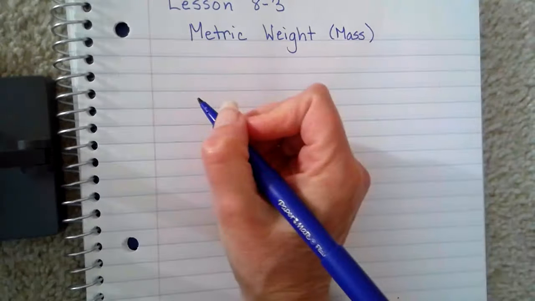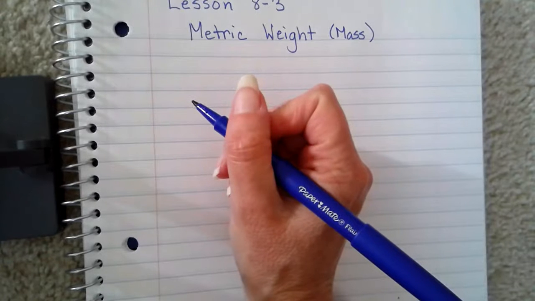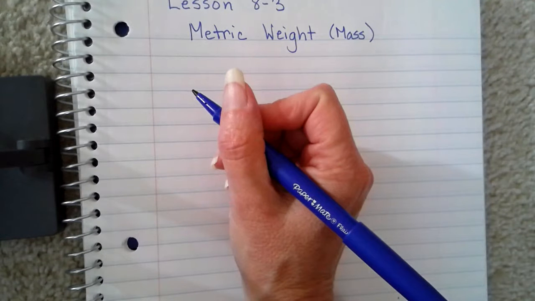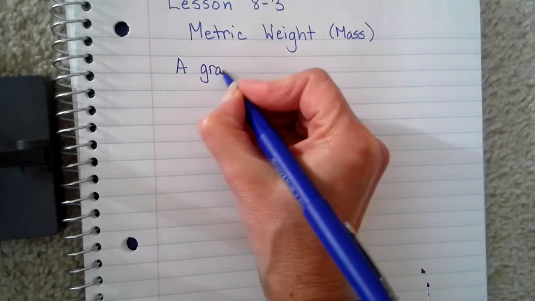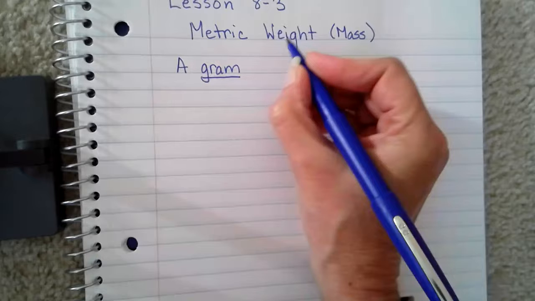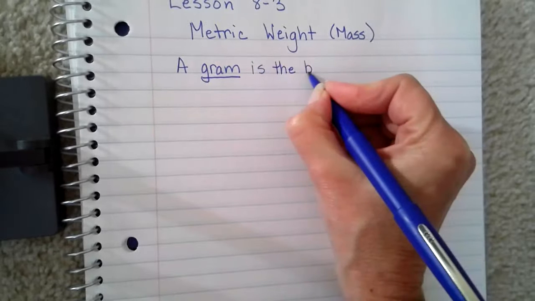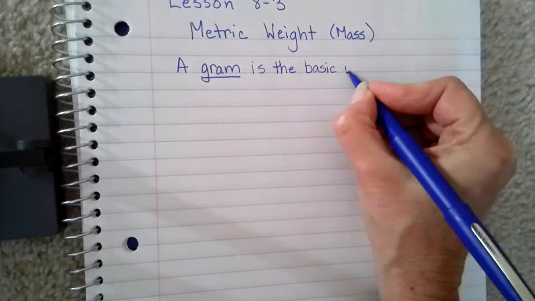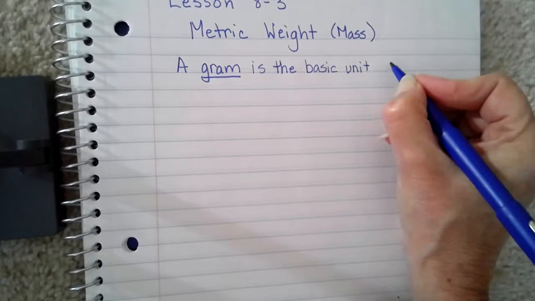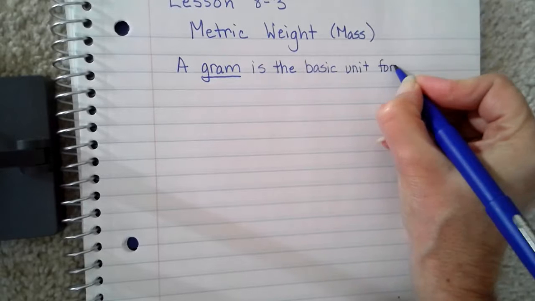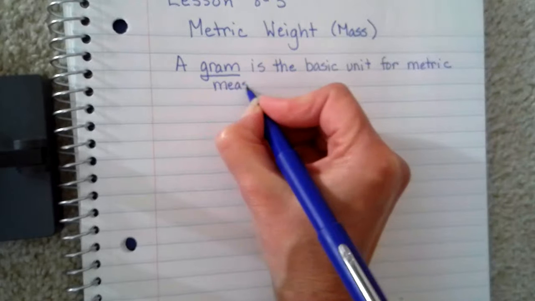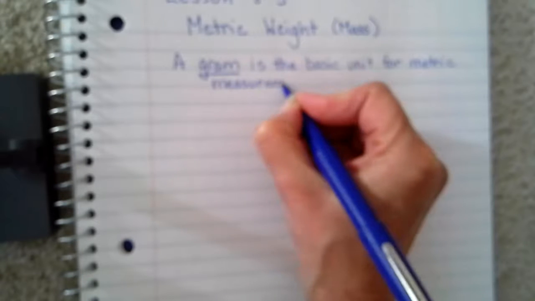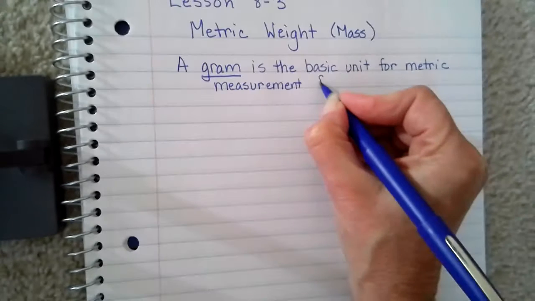So we talked about meters is for length, liters is for liquid volume, and grams are the basic unit of metric measurement for mass. So I'm going to write here a gram, and I think I'll underline the word gram, is a basic unit for metric measurement for mass.